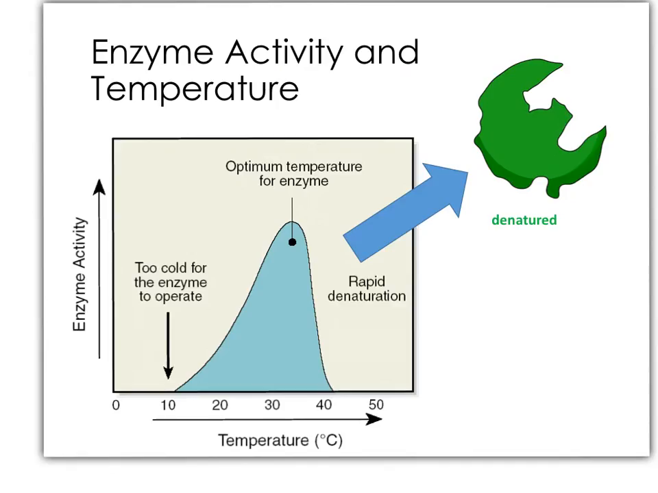Okay, in a particular graph you can see that as we increase the temperature, we increase the amount of kinetic energy. So what's happening is the enzyme and the substrate are moving around more. If they're moving around more, it's more likely that they are going to collide, okay?